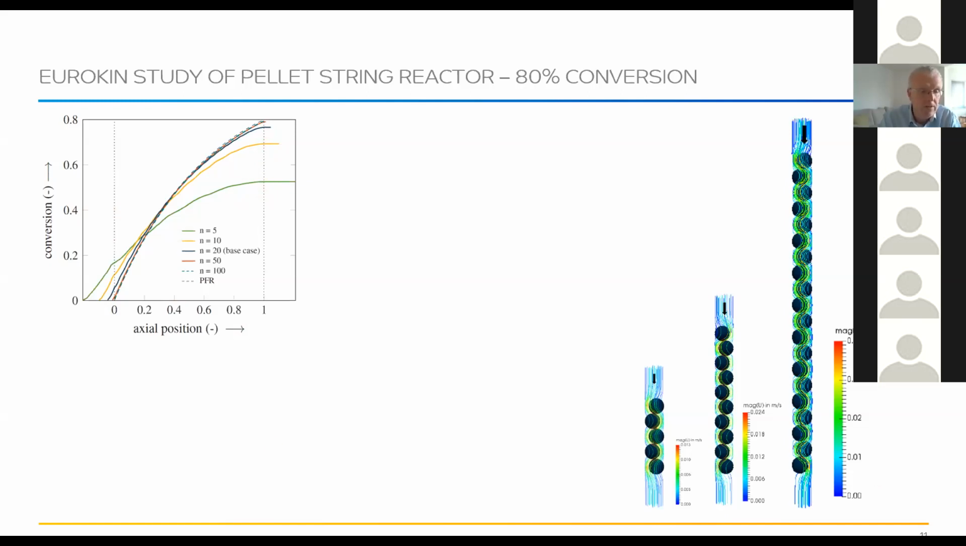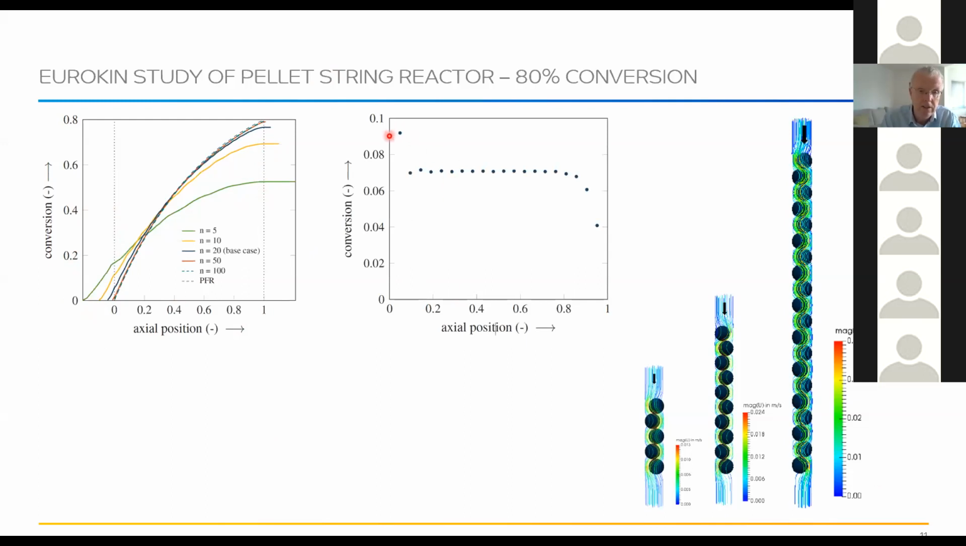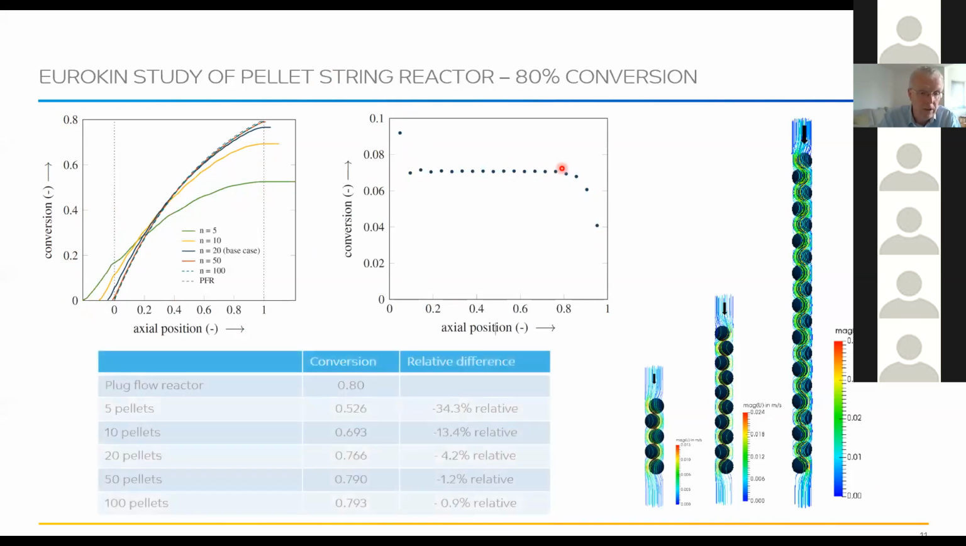So one of the things they worked out from their studies, and you can see it in the data here, is that they get some back mixing going on. The very first particle gives you a higher conversion, and the end of the bed gives lower conversion. But otherwise, the conversion per particle in the middle of the reactor is effectively constant. What they looked at is the deviation from plug flow. So a plug flow reactor gave us 80% conversion, and you can see that as you increase the number of pellets, the deviation from plug flow decreases.